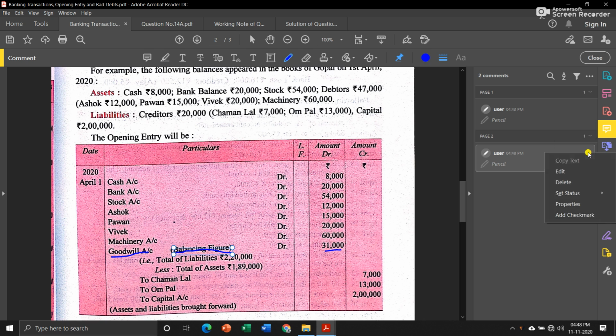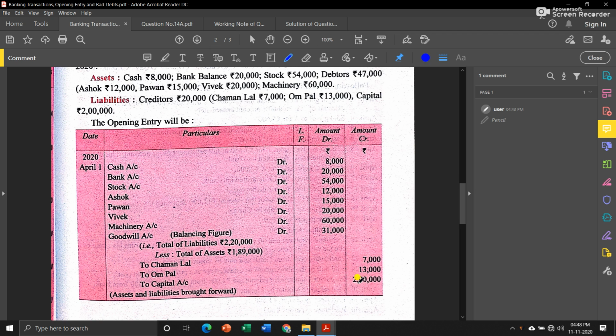But in some cases what happens is that the asset side is higher or more than the liability side. In that case, in order to equate both debit and credit side, we will write the balancing figure on the liability side, by writing To Capital. If assets are less, then we will write goodwill account. If liabilities are less, then we will write To Capital account.